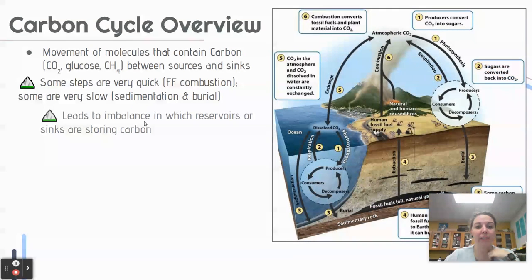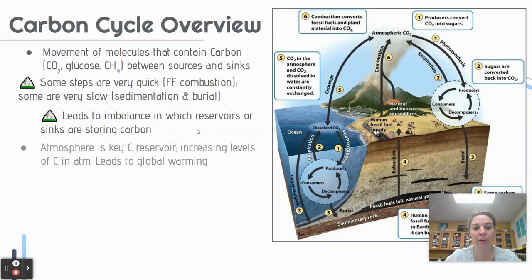So when we look at this diagram, it seems very complex, but it's really not, okay? But what I want you understanding is that when we have these things that happen quickly and we have these things that happen slowly, that leads to an imbalance in where the carbon is and how quickly it's moving from one reservoir to another.